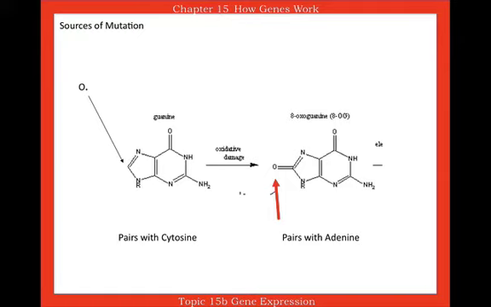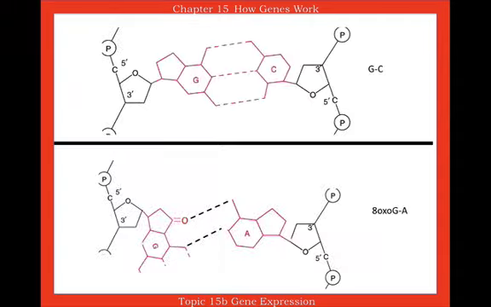Another source of mutation is unpaired oxygen atoms. These will bind to guanine to make a nucleotide called 8-oxoguanine. 8-oxoguanine pairs with adenine instead of cytosine, which creates a change in the nucleotide sequence.